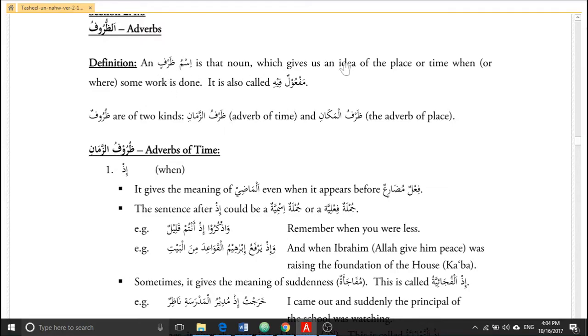It gives you an idea of place or time, what time the thing has happened, or where that thing has happened. And we also studied that ظروف has two kinds: ظرف زمان, which is the adverb of time, and ظرف مكان, the adverb of place. So zaman is time, makan is place.